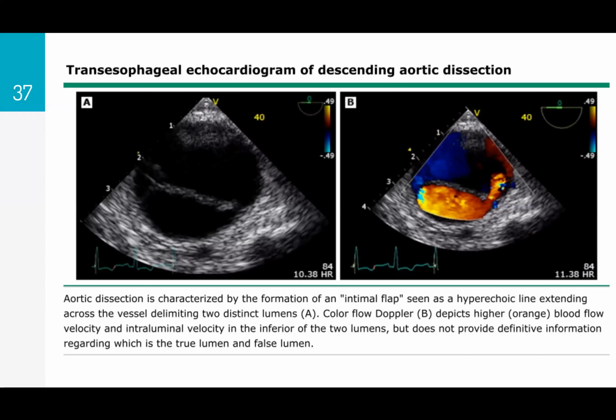These are some of the images of the transesophageal echo of an aorta with an aortic dissection. You can see here the true lumen, and you can recognize it with the color Doppler flow. And here you can see the false lumen. Another finding that could help you identify the false lumen is the thrombus here.